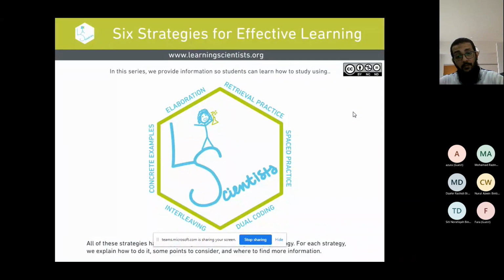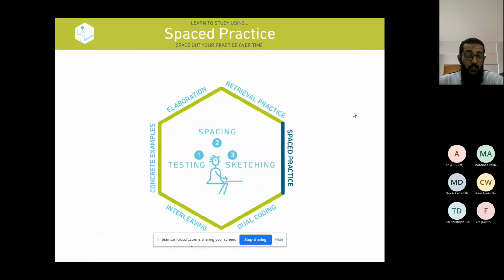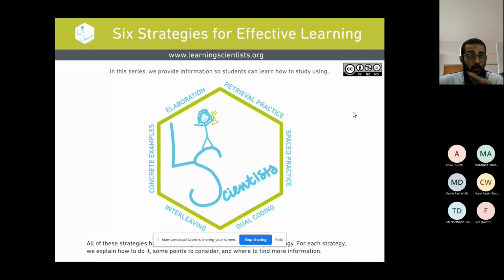This is the first strategy I'll talk about, called spaced practice. Again, these slides refer to learningscientists.org. Sorry, it's not .com, it's .org. Learning Scientists. This is the website by the authors of the book, which is the main reference, as I introduced previously, of the talk.